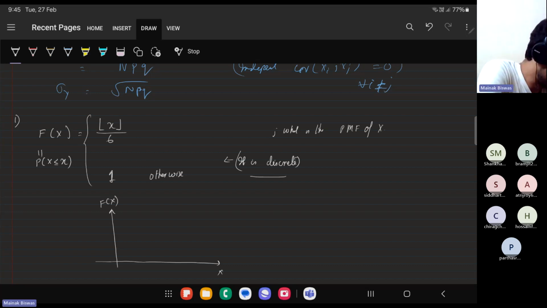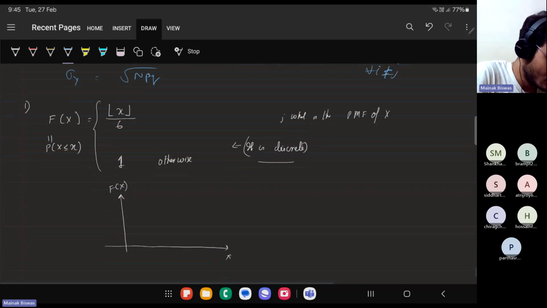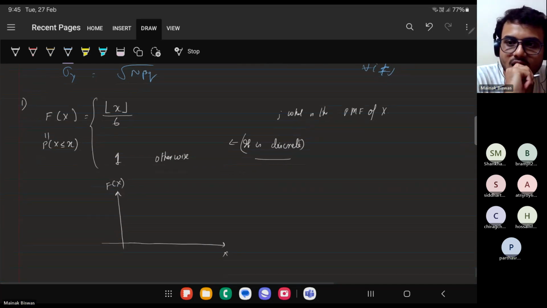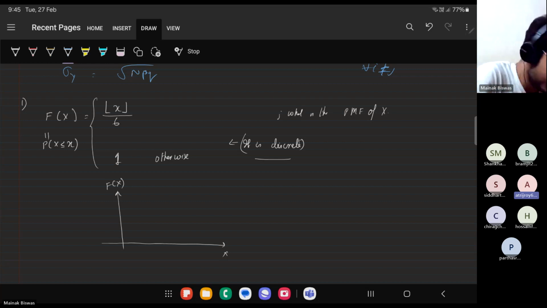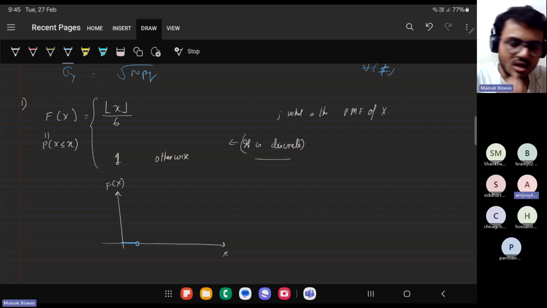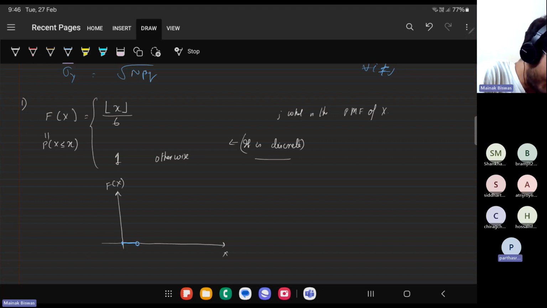Can you tell me how this function looks? Uthrij, how will it look? I'm not sure, but one thing I did was that since probability should be less than or equal to 1, floor of x must be less than or equal to 6. Very good. So it should be up to 6, but that is the values where the PMF can take, right? Yes. So if x is between 0 and 1, do you agree it is going to be 0?